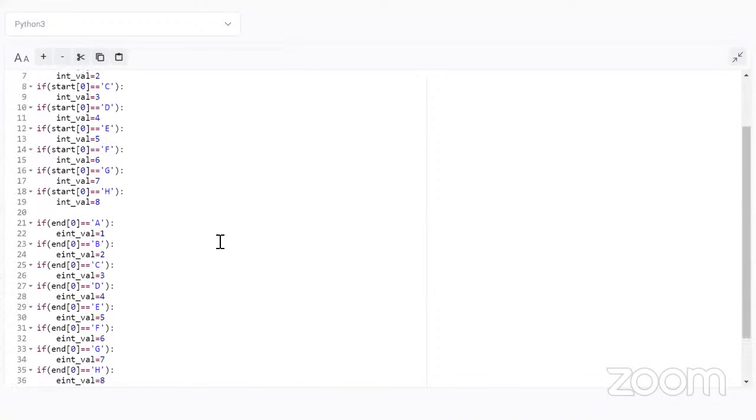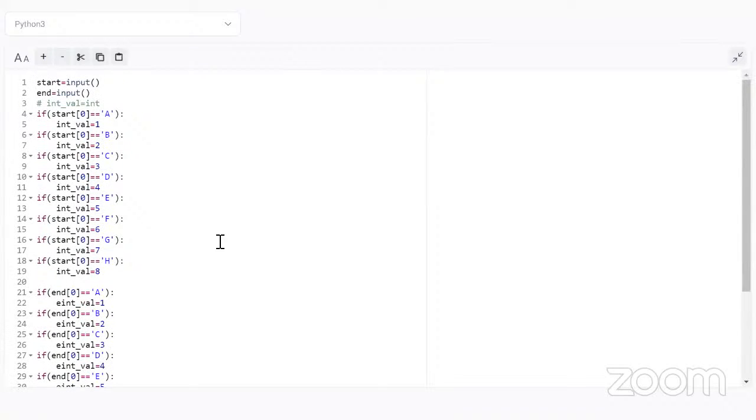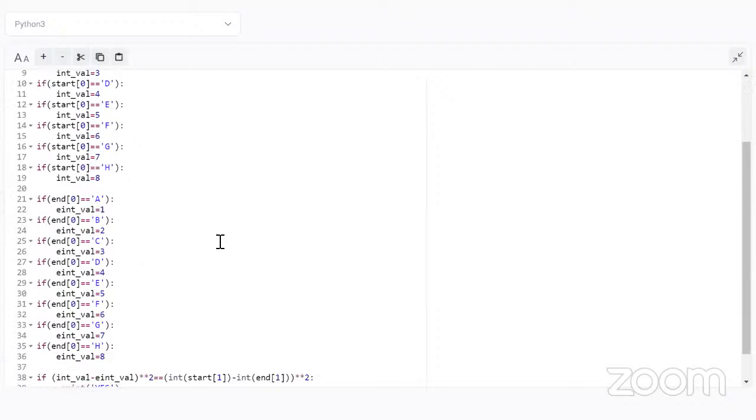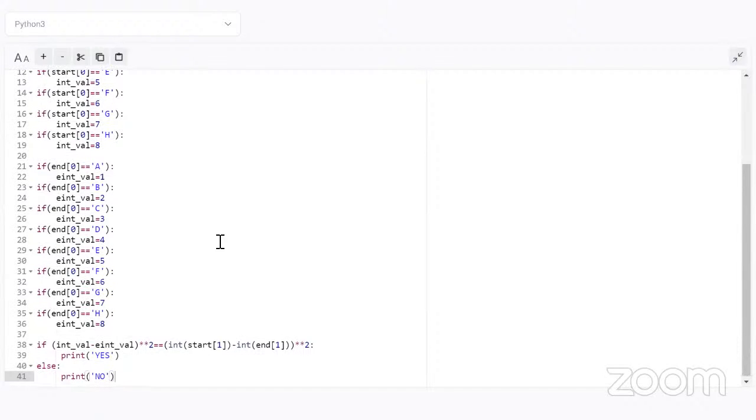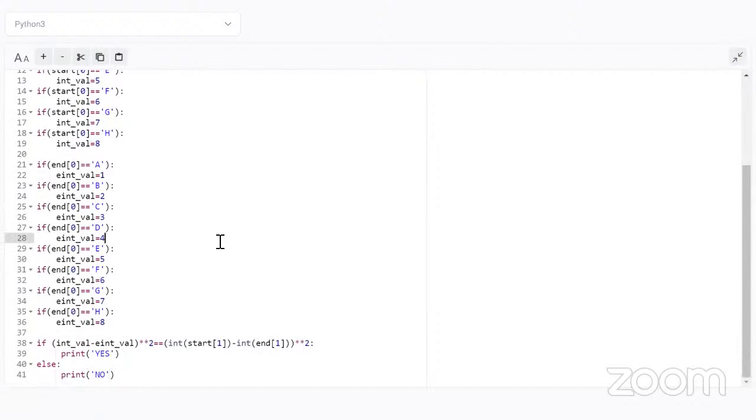Sir, actually, I used start of 0 and end of 0 as the alphabet, and the int value will be 1, 2, 3, 4, 5, 6, 8. The end value I assigned the same way. Then I cleared it because the negative value should be discarded. So I subtract, and if it is equal, then I print S, else I print no. So you squared it to avoid the negative values, right? Yes, sir. Okay, great, I understood.